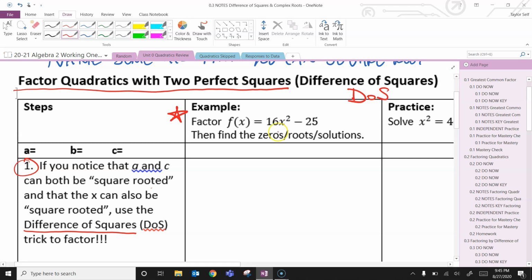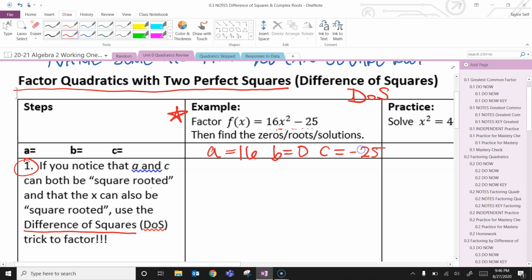Well, let's first name what is a. A here equals, that's the number that's on x squared, so a equals 16. What is b? B is the number on x. Do we see any x's here? No. So b must be 0. That's all right, sometimes b is 0. And what about c? C equals the number that's by itself, negative 25.